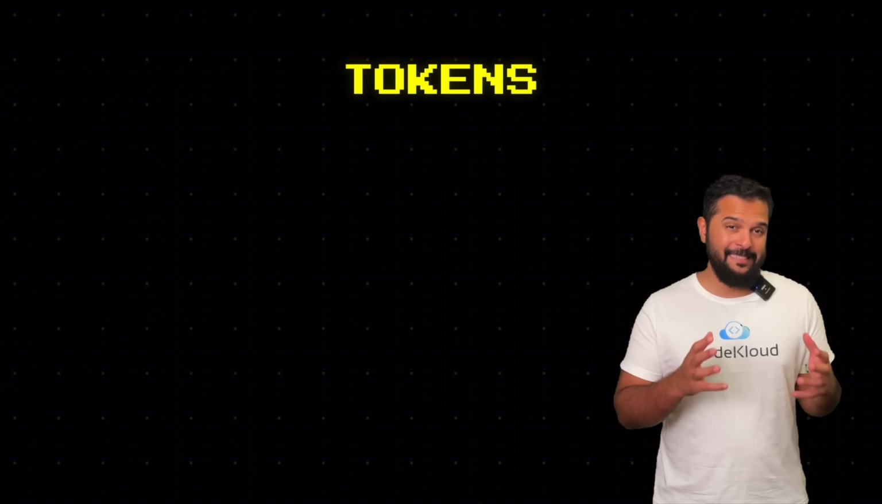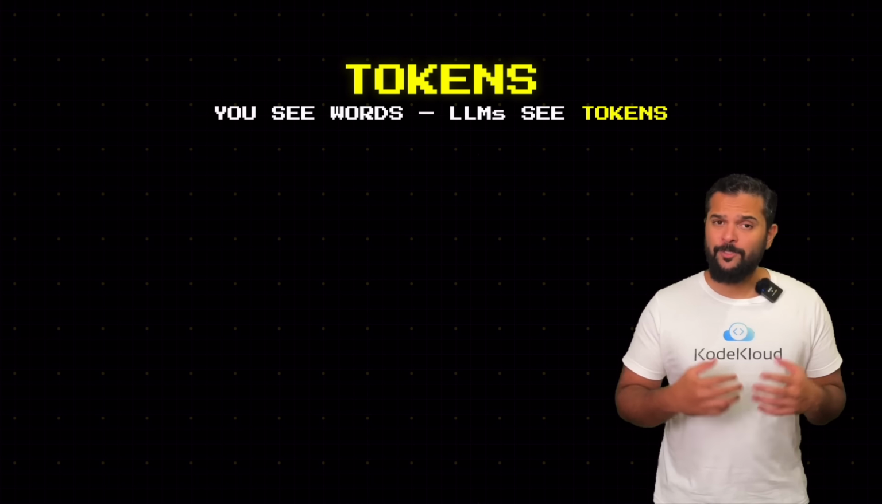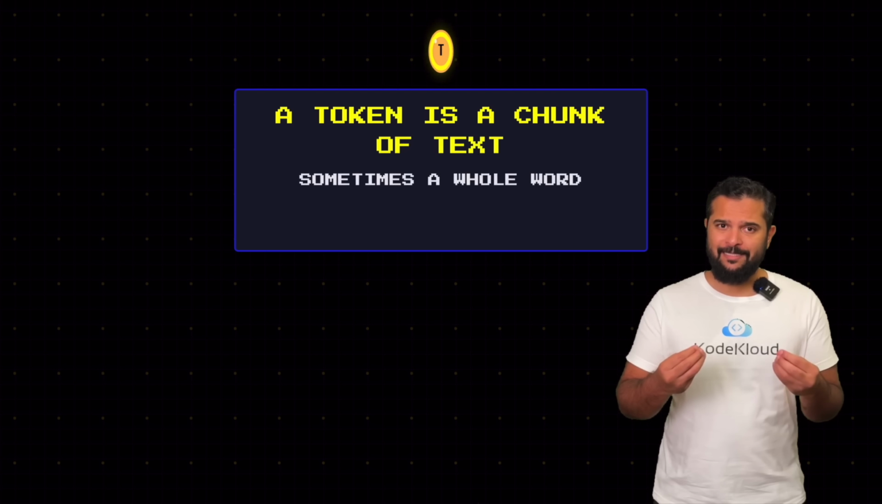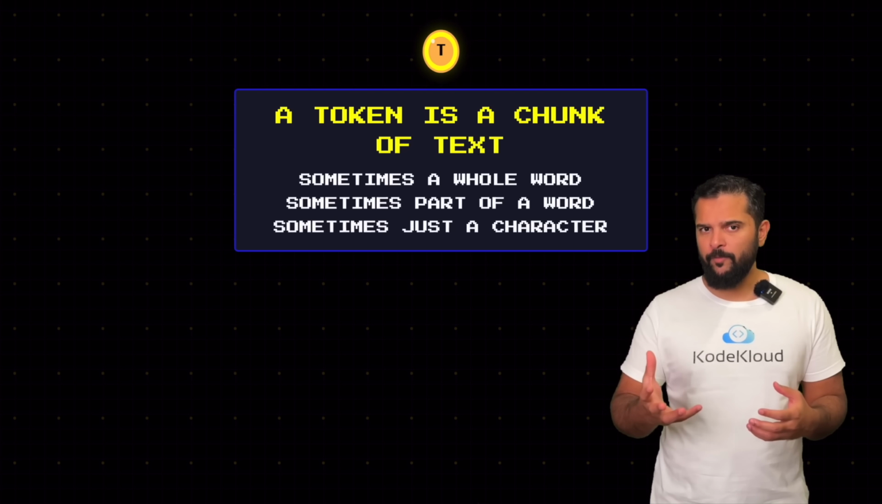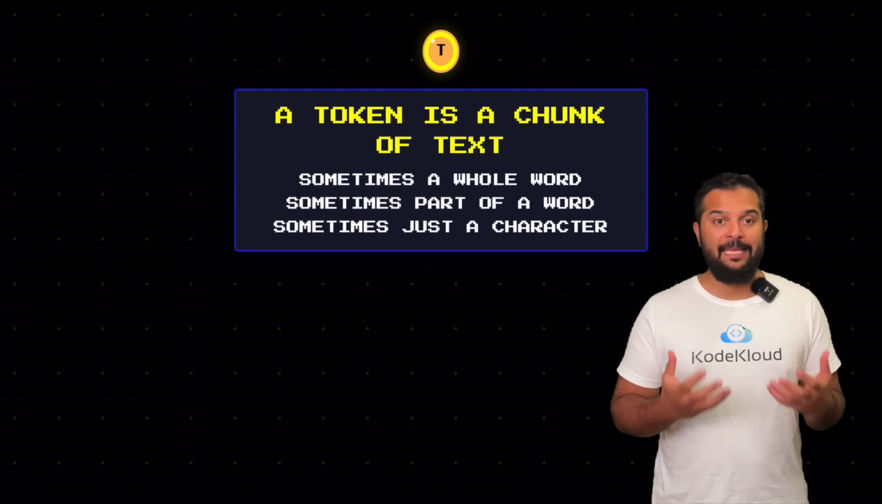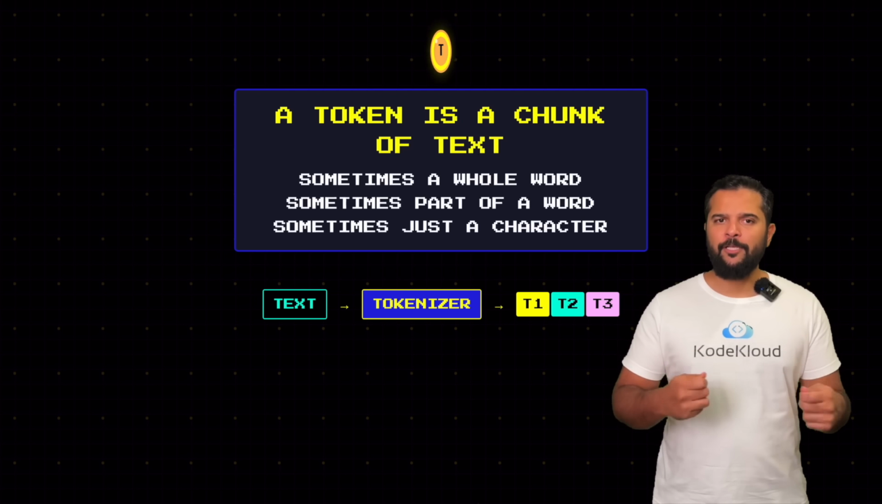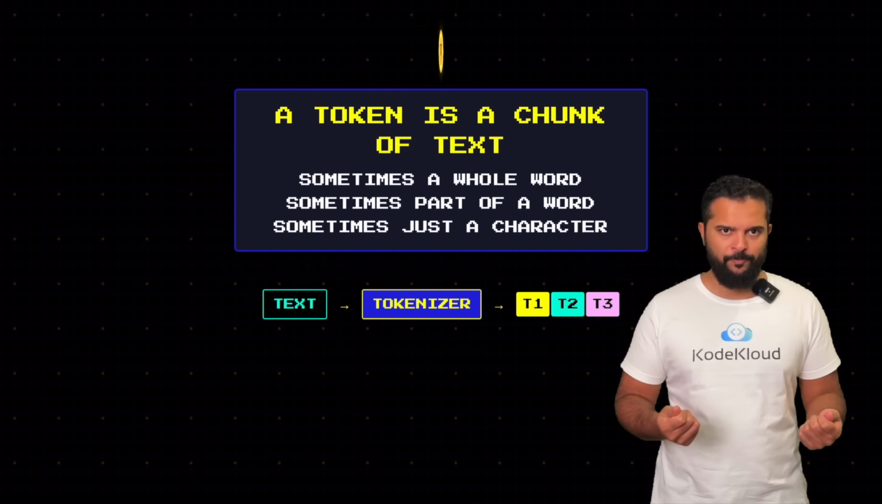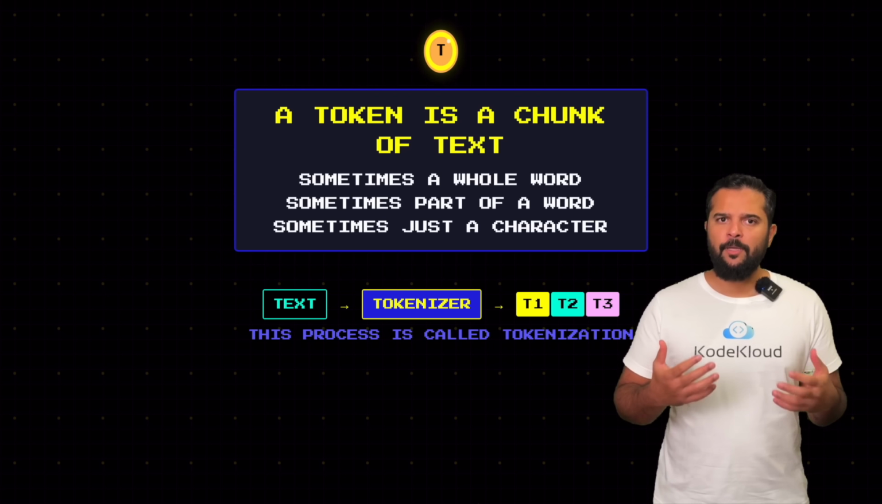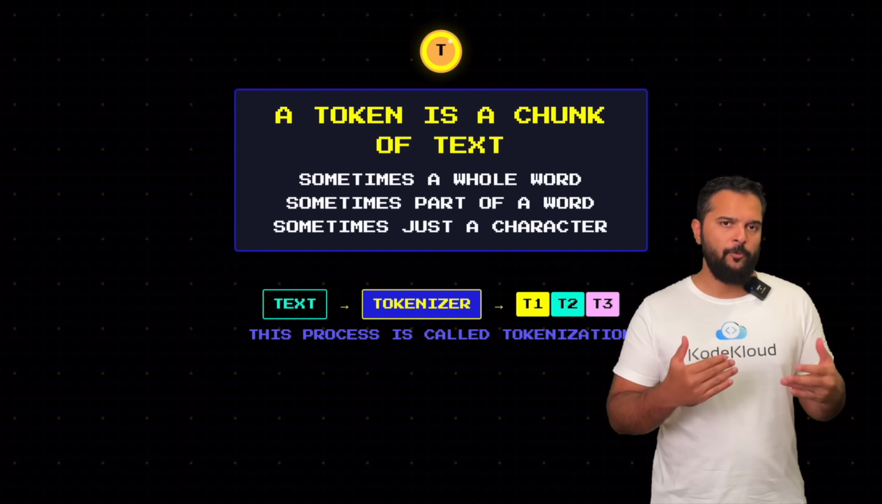LLMs don't read text the way you do. You see words, an LLM sees tokens. A token is a chunk of text, sometimes a whole word, sometimes part of a word, sometimes just a single character. Before an LLM processes anything you type, it first breaks your text into these tokens. This process is called tokenization. Understanding tokens matters because they affect almost everything.